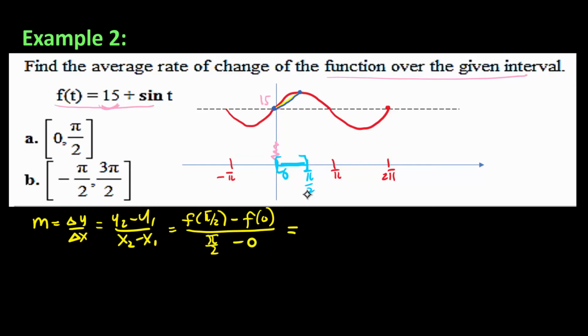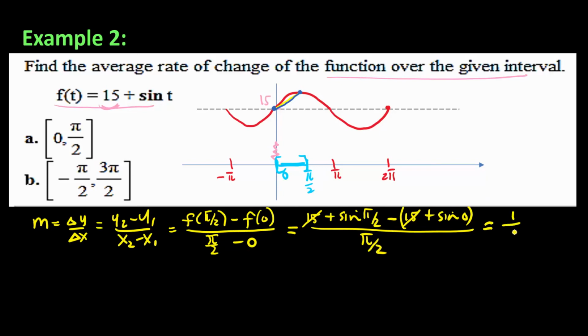So let's see. All right, so now f of pi over 2, that's 15 plus the sine of pi over 2, minus 15 plus the sine of 0. As you can see, this whole thing cancels out the 15. Sine of pi over 2 is 1, and sine of 0 is 0. So 1 minus 0 is 1, so 1 over pi over 2 is 2 over pi. So it's approximately 2/3, that slope.